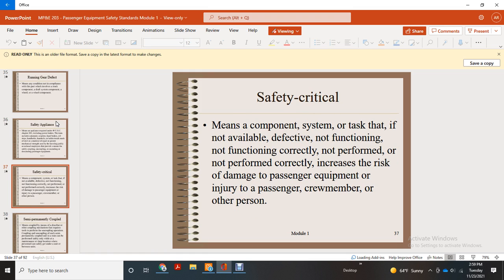Safety critical means a component, system, or task that, if defective, non-functioning, or not performing correctly, increases the risk of damage to the passenger equipment or injury to a passenger, crew member, or other person.